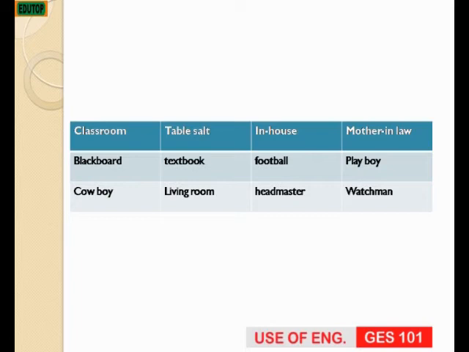So if you look at these examples, you discover that if you separate each of these compound words, you would still have meanings in each of them. For example, there is a word called class, and there is another one called room. But joining them together is giving us a compound word and indicating another meaning. Classroom, a room where people learn.